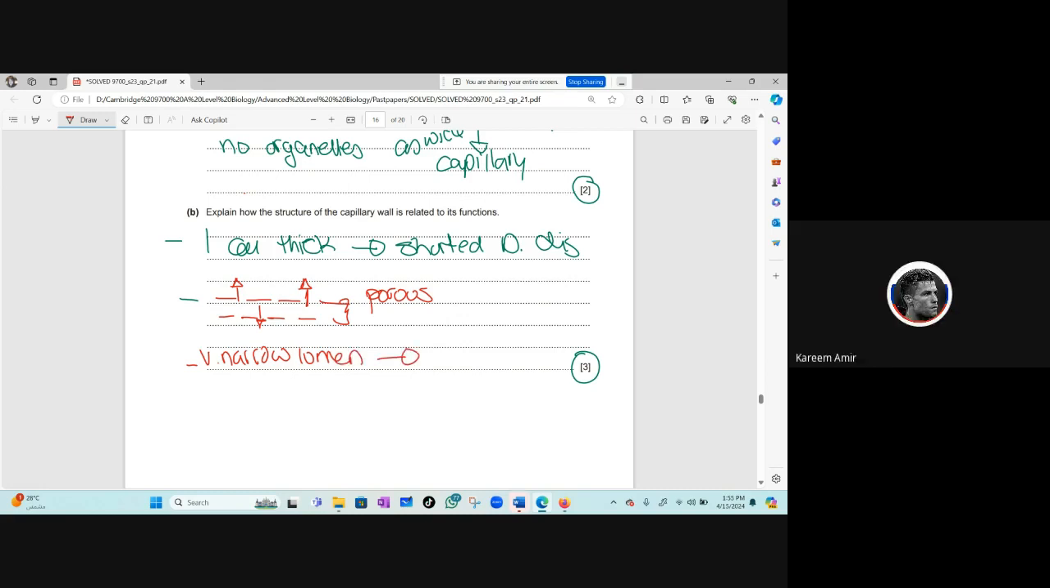Number 1, it's one cell thick, 2 micrometers thickness. Number 2, the lumen is very narrow, about 7 micrometers, so that the blood flows quickly or slowly? Slowly. It will slow down to give time for diffusion. If you remember, this is O-level. Okay. And the lining of the capillary, is it smooth endothelium or what? I'm giving you answers.